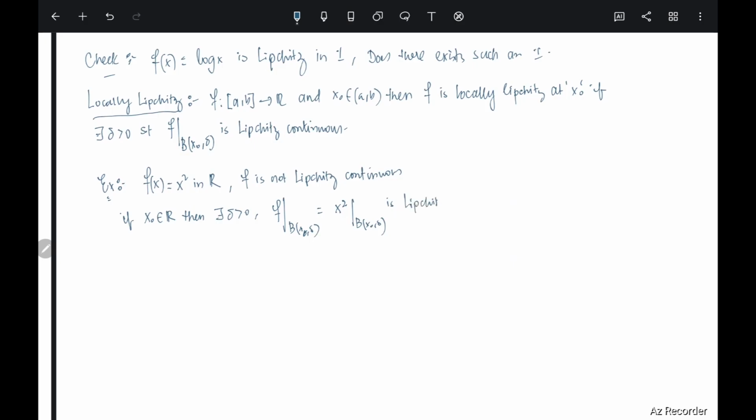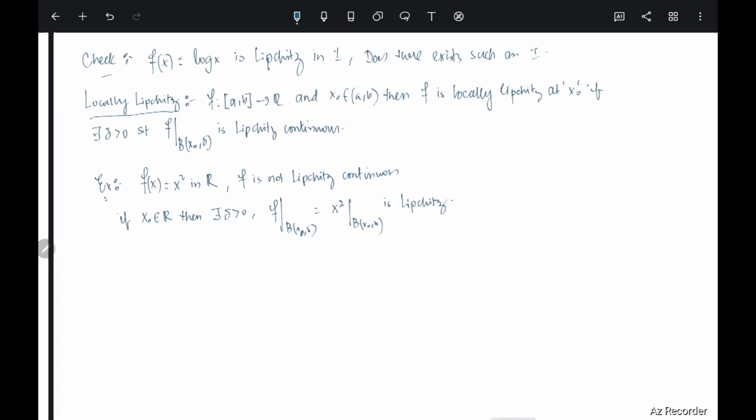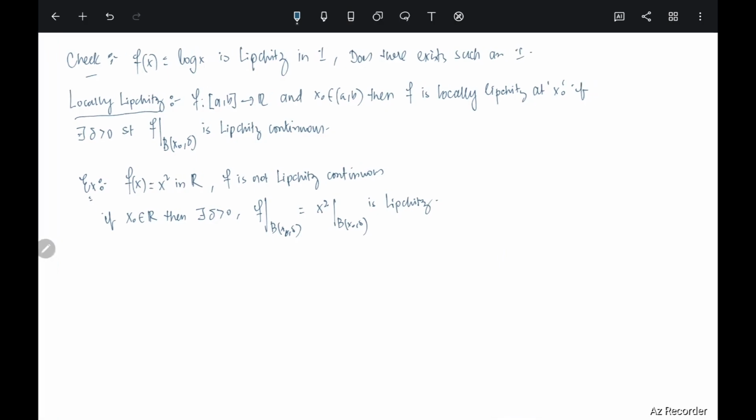So what does that give you? It gives you that this is a function which is of course not Lipschitz continuous in R, but it is locally Lipschitz. So what we have gained here is the information that Lipschitz continuity is a much stronger condition. Locally Lipschitz is a much more relaxed condition, and it is a bigger space than Lipschitz continuity.